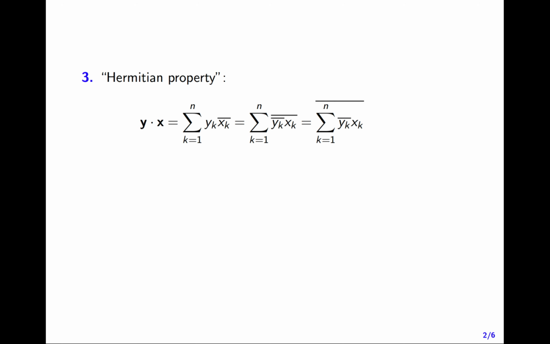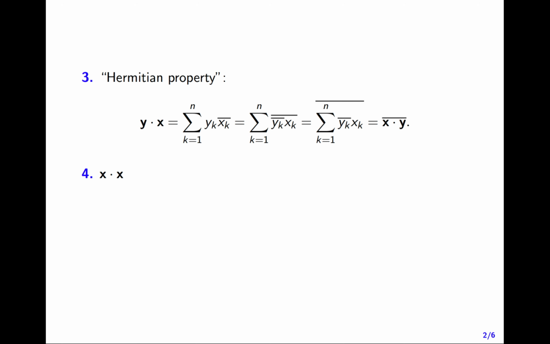Linearity of complex conjugates says that this is the complex conjugate of the whole sum, k equals 1 to n, of yk bar times xk. And that is just the conjugate of the dot product of x and y, x dot y bar.